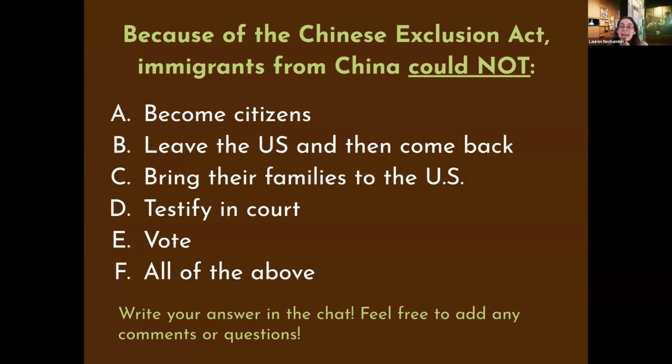Everyone's getting F, right? So typically when we think of the Chinese Exclusion Act, we only think of the idea that Chinese immigrants could no longer come to the US, but sometimes less so. We don't think about these things like testifying in court and voting. We can go to the next slide and probably the next one after that, I think.